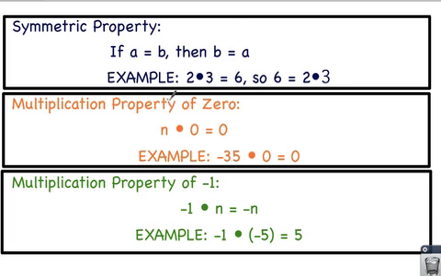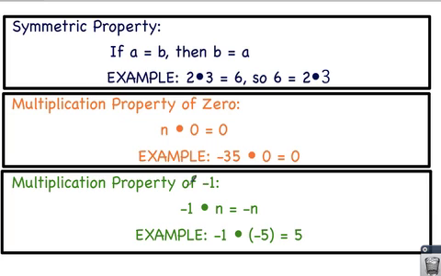Now for the multiplication property of 0, we have n times 0 equals 0, or any number times 0 equals 0. So for example, I can take negative 35, multiply it by 0, and it gives me an answer of 0.